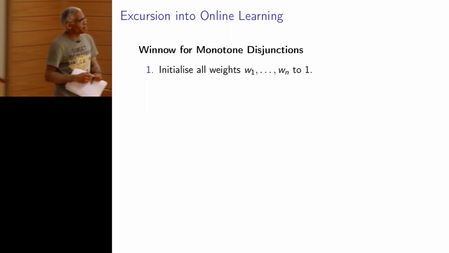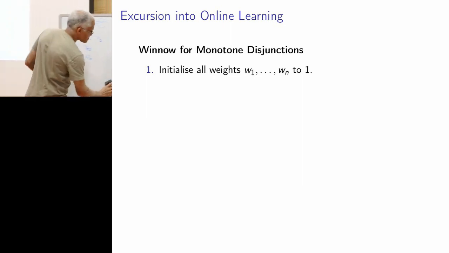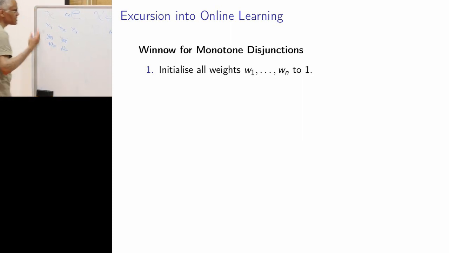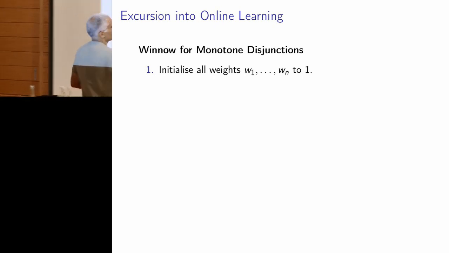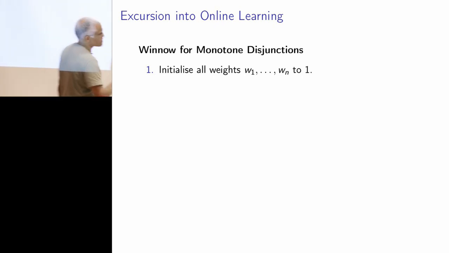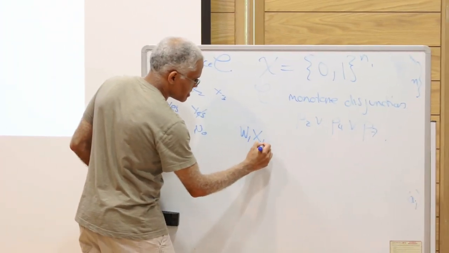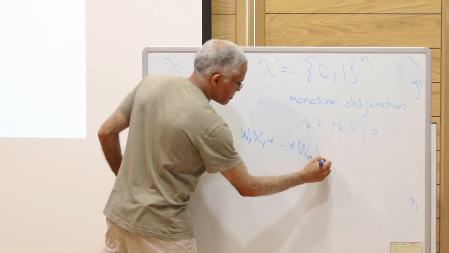And the prediction we're going to give is, so we're going to give an algorithm that has a mistake bound. Well, let me explain the algorithm before the mistake bound. So the algorithm is going to use as its working hypothesis a linear classifier, and its working hypothesis is going to be a linear classifier of the following form.